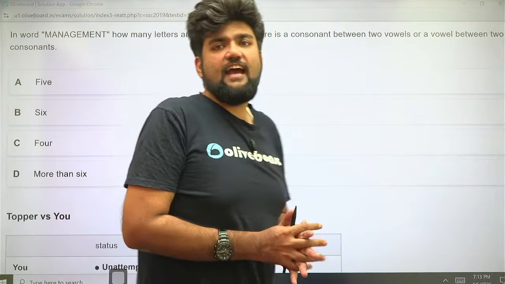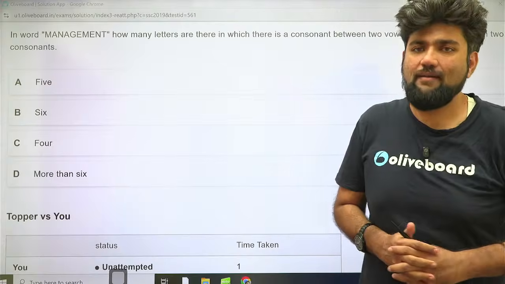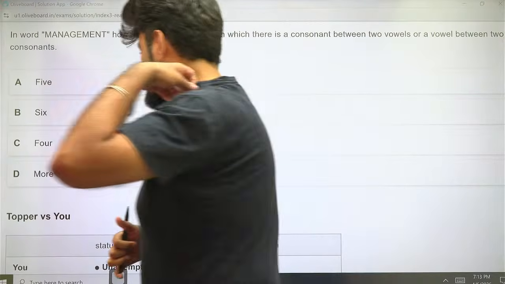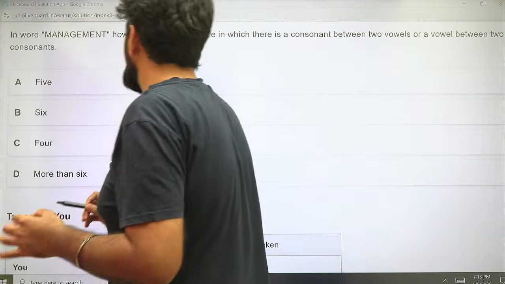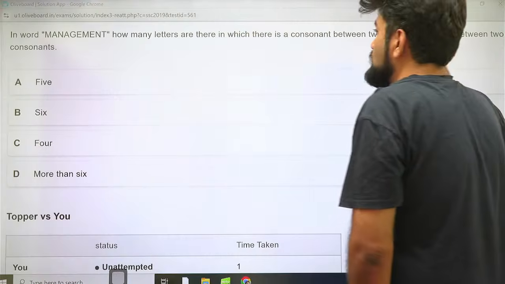So the SSC CGL Tier 1 was conducted on the Oliveboard platform, and I'm here to discuss the logical reasoning section with you. Let's quickly start without wasting a single moment of ours. So this is the first question right in front of you.